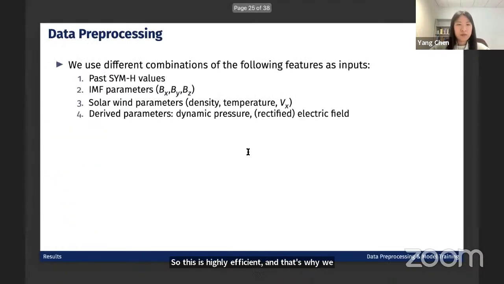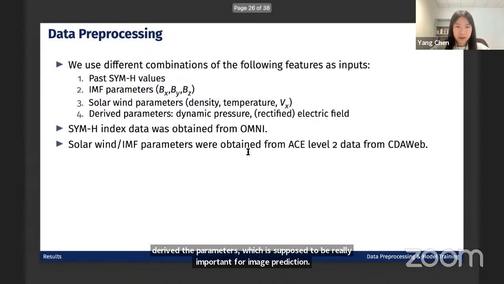So I'm going to show some preliminary results based on Sym-H prediction. We used different combinations of the features: past Sym-H values, IMF parameters, solar wind parameters, and several derived parameters, which are supposed to be really important for Sym-H prediction. But finally, this result showed which are really important. We'll see.